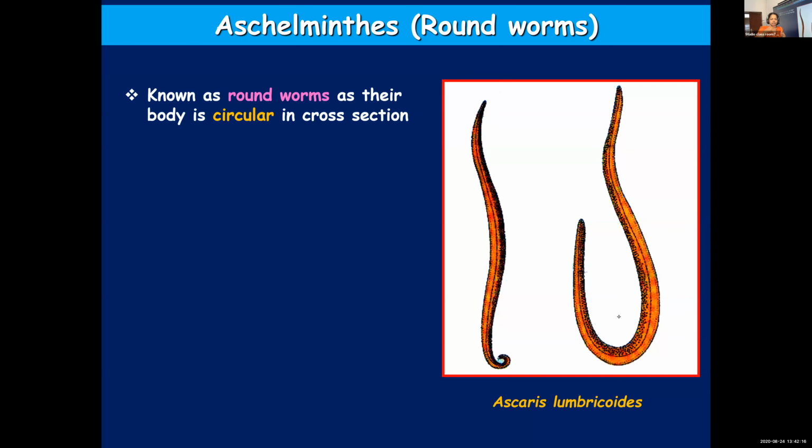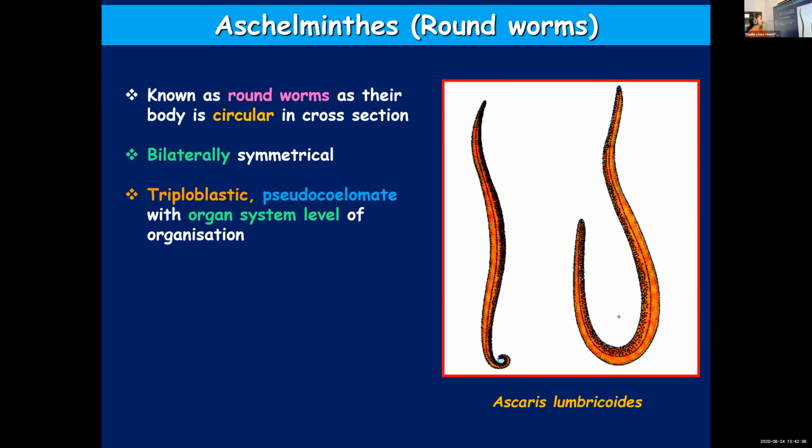Not a flattened body. So the general name is roundworms, and because of that, if you take a cut section of this, you will get a cross section and a longitudinal section. I hope you know the difference. For a cross section, you cut latitudinally, horizontally, not vertically. So you get a circular cross section. Their body is bilaterally symmetrical. Already we learned what bilateral symmetry is. They are triploblastic.